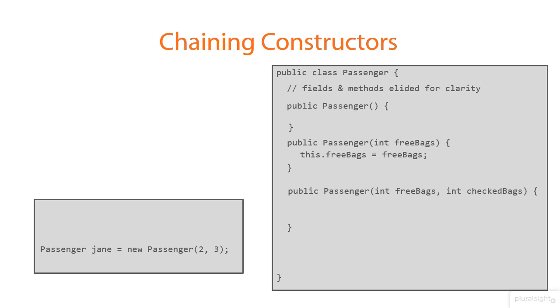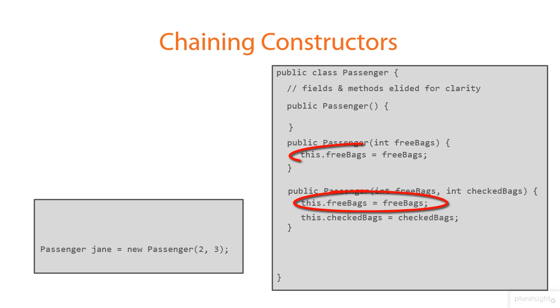Now, one way we could write this is, again, we just make the assignments. We assign free bags into the field free bags. We assign checked bags into the field checked bags. And that would work. The thing is that we're now getting some duplicate logic, in that the assignment of free bags is now happening in 2 separate constructors. Now, in this case, that logic is really simple. But if time goes on and the logic around the management of free bags gets more sophisticated, we would have to change it in every place that we currently assign free bags.